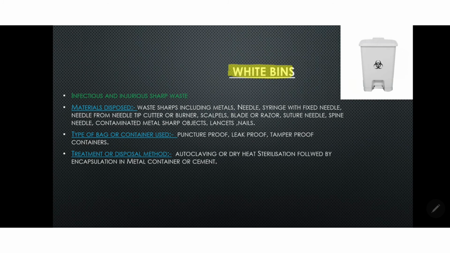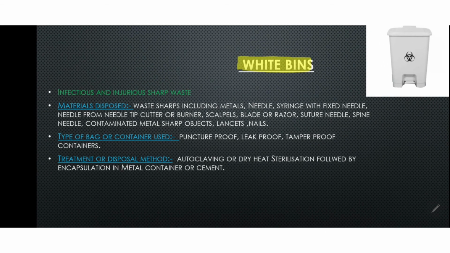The white dustbins are used for infectious and injurious sharp waste. The materials we dispose in the white dustbins are waste sharps, including metals, needles, syringes with fixed needles, then needles from the needle tip cutter or burner, scalpel blades, then suture needles, spinal needles, contaminated metal sharp objects, lancets, and nails. The type of bag or container we use is puncture proof, leak proof, tamper proof containers. For treatment or disposal methods, we can do autoclaving or dry heat sterilization, and then encapsulation in a metal container or cement.